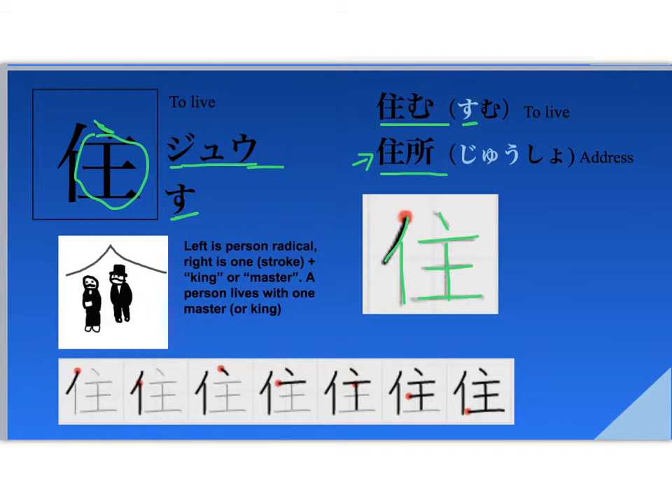Now notice that these lines are not exactly all equal length, right? The bottom one is a little bit longer, the middle one's a little bit shorter, and the top one's just a little bit longer than the middle one.